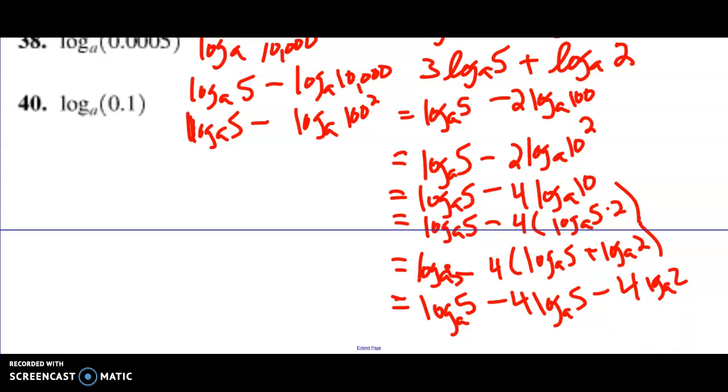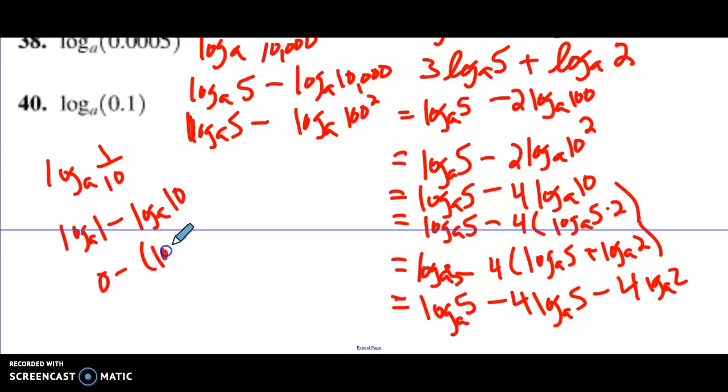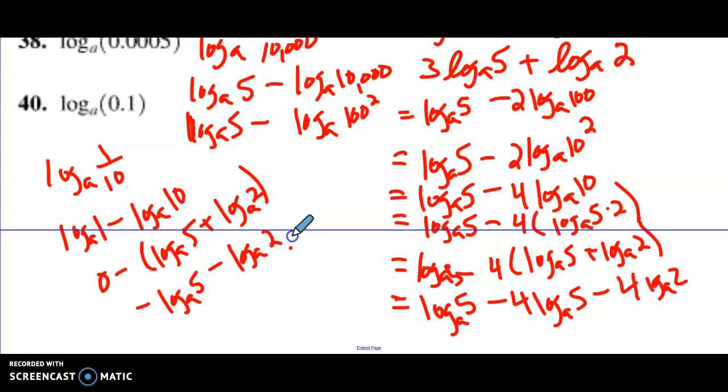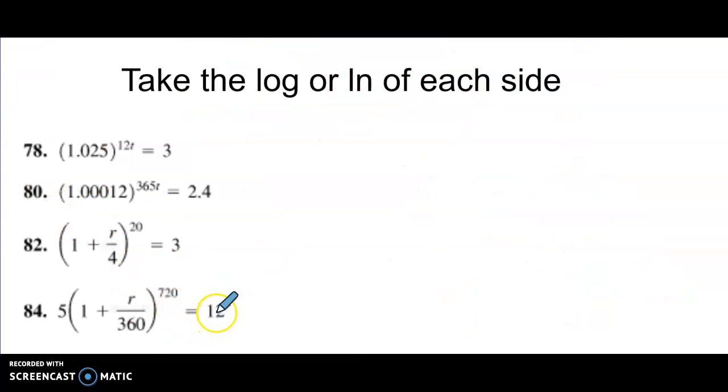Okay, and then the last one was log base A of 1/10. That's the log base A of 1 minus the log base A of 10. Log base A of 1, that means A to what power is 1? That's just 0. Minus log base A of 5 times 2, which is log base A of 5 plus log base A of 2. So we get negative log base A of 5 minus log base A of 2. I rewrote it in terms of log base A of 5 and log base A of 2.